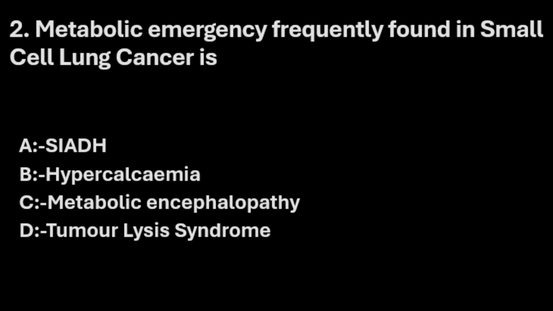Next question, metabolic emergency frequently found in small cell lung cancer is option A, SIADH, option B, hypercalcemia, option C, metabolic encephalopathy, and option D, tumor lysis syndrome. Let us see the right answer. If you need additional time, please pause the screen, because as it is a mock test explanation series, we are quickly covering all the topics.